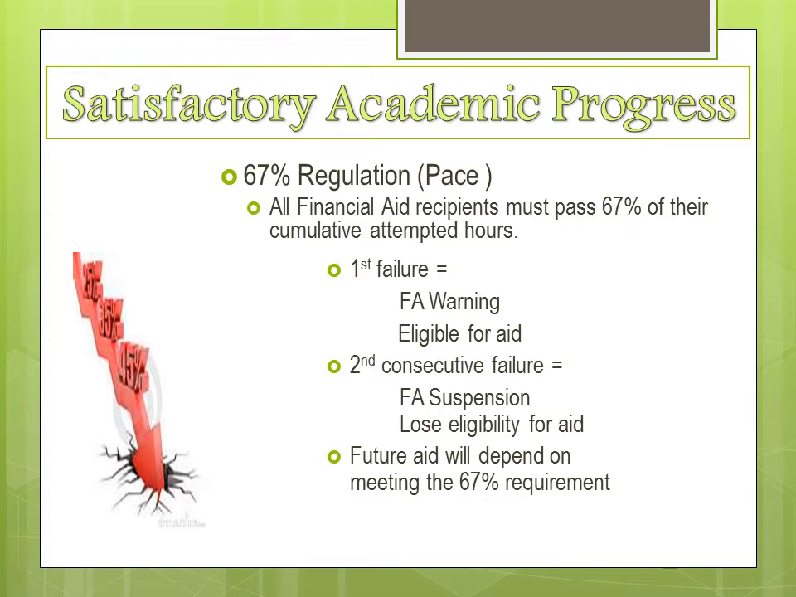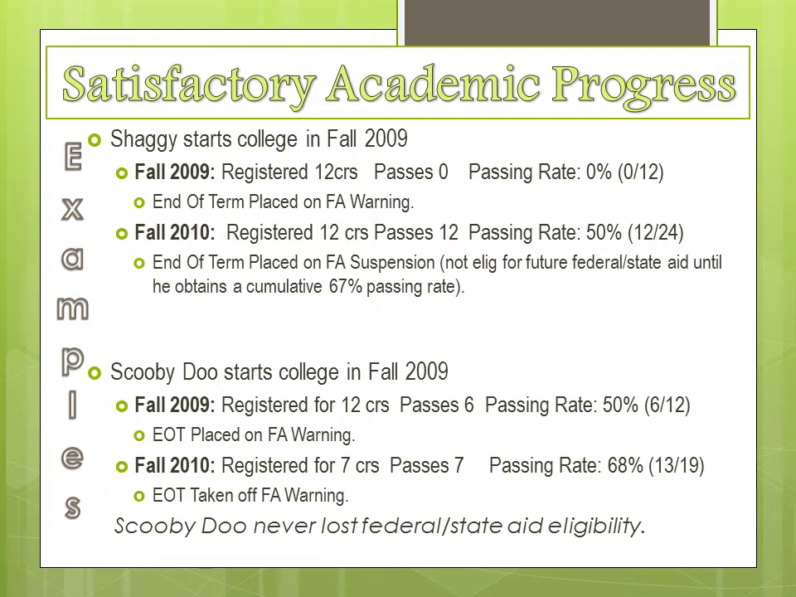67%, the PACE regulation. Now, all financial aid recipients must pass 67% of their cumulative hours attempted. At the first failure, the financial aid warning flag will be placed on their account and they will continue to be eligible for aid. At the second consecutive failure, the student would be placed on financial aid suspension and lose eligibility for aid. Future aid will depend on meeting the 67% requirement. Let's look at an example of this.